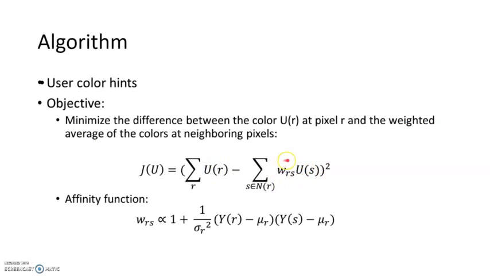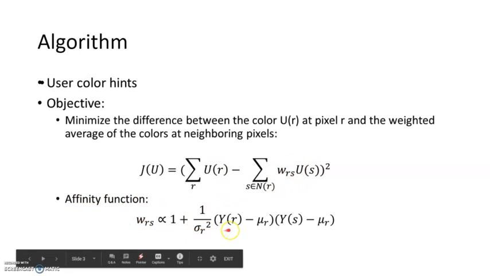This relationship function, or the affinity function, is defined as a function of the mean of the neighboring pixels and the variance of the neighboring pixels. So Y(R), the R pixel at the Y channel, minus the mean of all neighboring pixels, which means we are comparing the intensity values of the neighboring pixels here. And also Y(S), the intensity of the neighboring pixels, is divided or normalized by the variance, so that we have less variance and a minimum weighted average of the neighboring pixels.